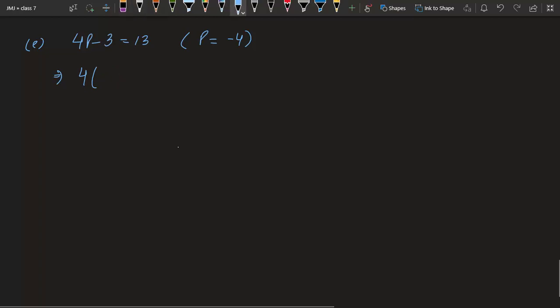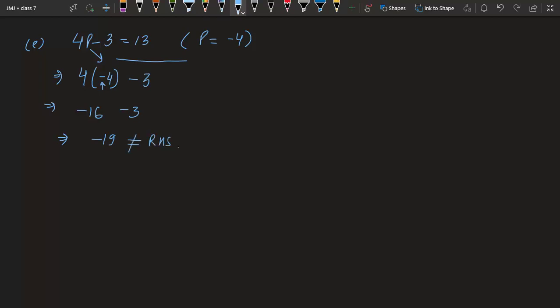So if you take 4 bracket, in the place of p you have put minus 4, minus 3. Same thing you have to write here, that putting the value of p equal to minus 4 on the left hand side, and now you will get 4 4s are 16, as there is only one negative sign, so it will remain, and it will be minus 16 minus 3, answer is minus 19, which is also not equal to the right hand side. So we can say this is also not a solution of the given equation.